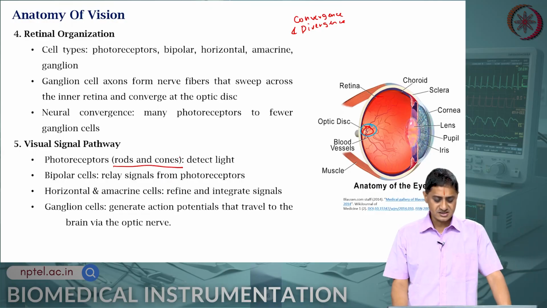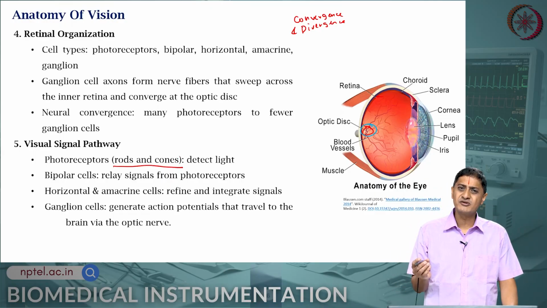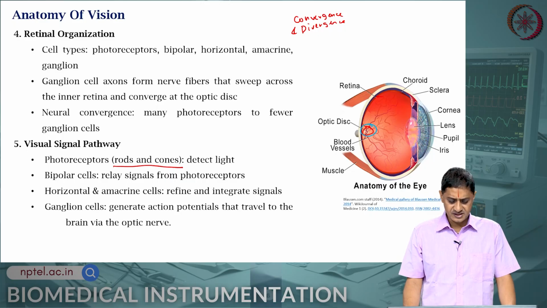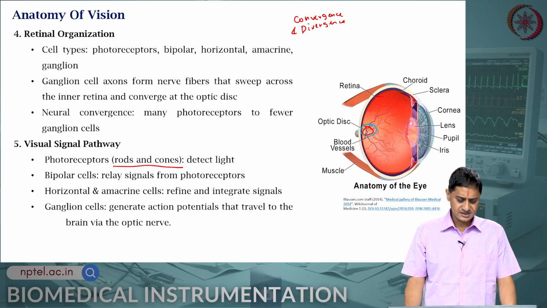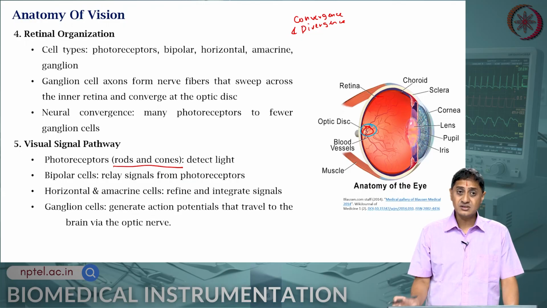Then there are the bipolar cells, which are essentially interneurons, those that relay signals that come from photoreceptors to the next level. And then horizontal and amacrine cells are also interneurons, those that refine and integrate signals. And then ganglion cells essentially generate the action potentials that travel to the brain via the optic nerve.